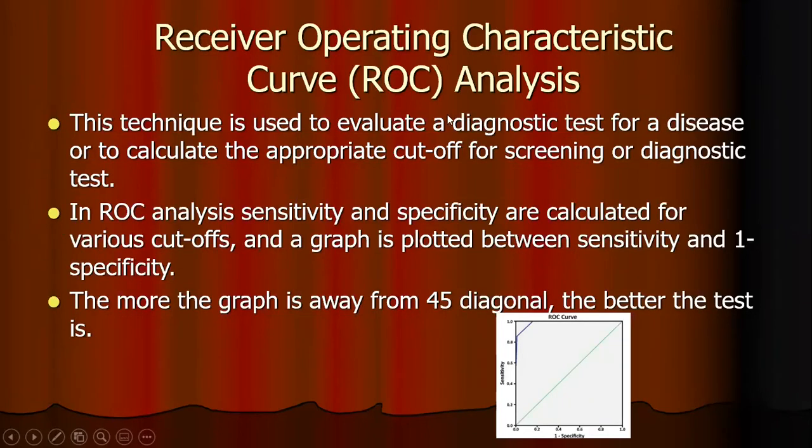This technique is used to evaluate a diagnostic test for a disease or to calculate appropriate cutoff for screening or diagnostic test. In ROC analysis, sensitivity and specificity are calculated for various cutoffs, and a graph is plotted between sensitivity on the y-axis and 1 minus specificity on the x-axis. So this is the ROC curve. The more the graph is away from this 45-degree diagonal, the better the test is.